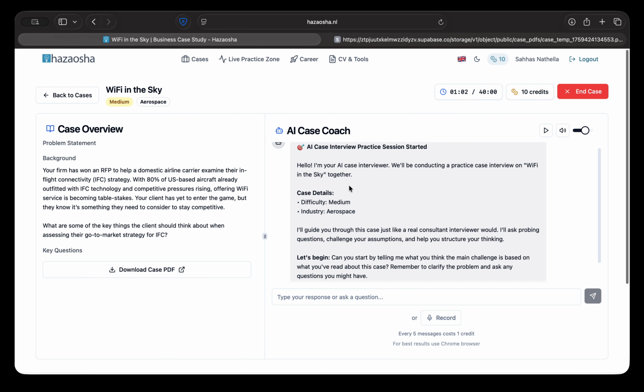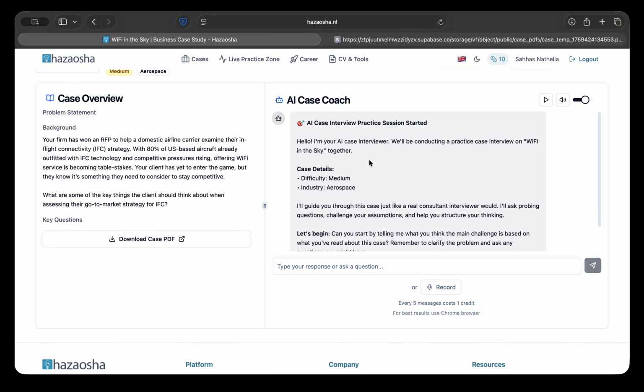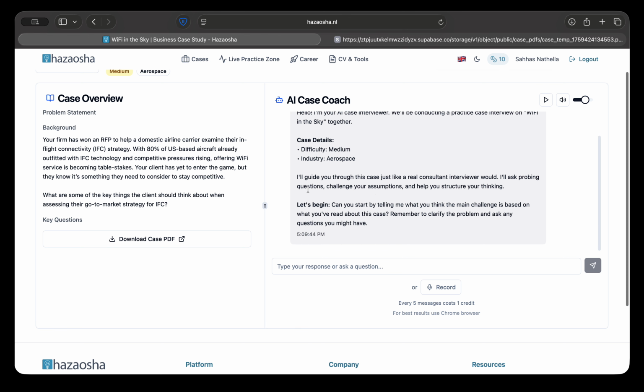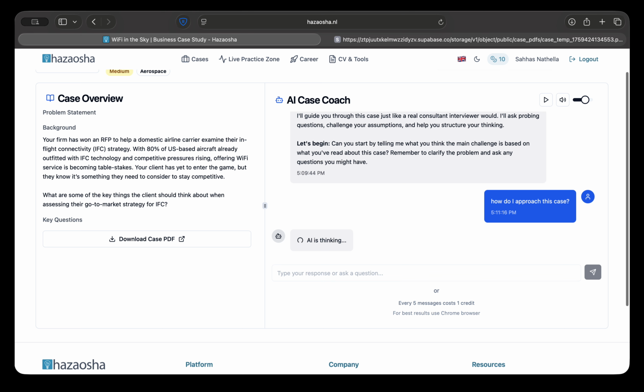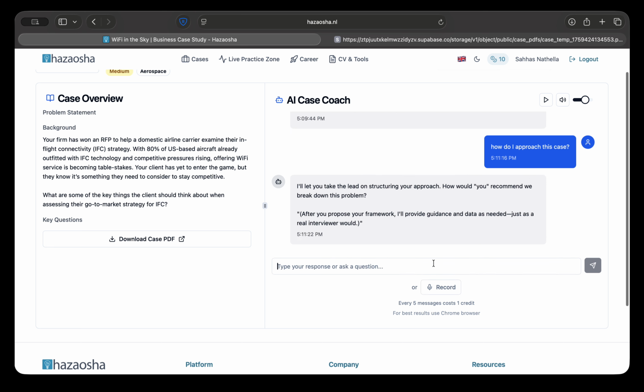Go back to your Hazosha tab, and then here on the right side, you can see the AI case interview practice session has started. So you can read about the AI case interview. It tells you what you should think about. To get started, the AI asks us, can you start by telling me what you think the main challenge is based on what you've read about the case? So we can then ask the AI, how do I approach this case? Wait for the response from our AI case coach. Here you can see the AI case coach acts as the interviewer. The case coach says, I'll let you take the lead on structuring your approach. How would you recommend we break down this problem? After you propose your framework, I'll provide guidance and data as needed, just as a real case interview would. So this is what the AI has told us.